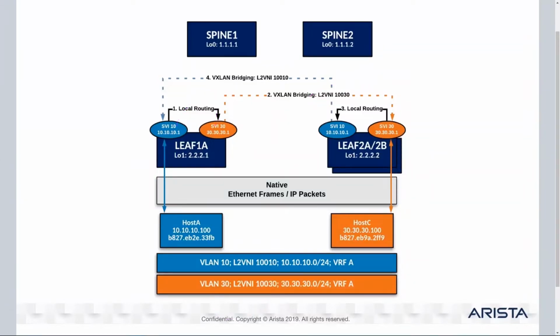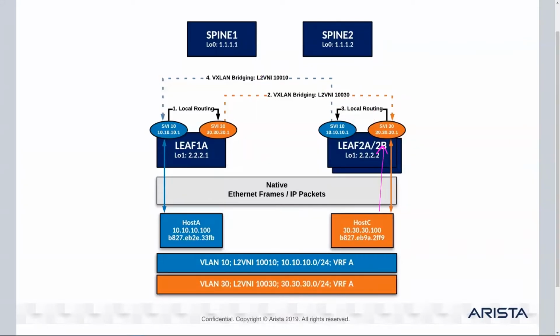And then ultimately the same thing happens in the reverse direction. Host C sends the reply to its first hop gateway, the local routing operation occurs, and then a VxLAN bridging operation towards host A is going to occur via L2VNI 10010. A couple key points here, and we're going to validate this via packet capture in a second: on the way there, we used L2VNI 10030. On the way back, we used L2VNI 10010.